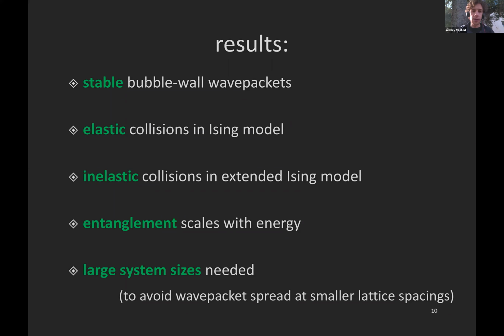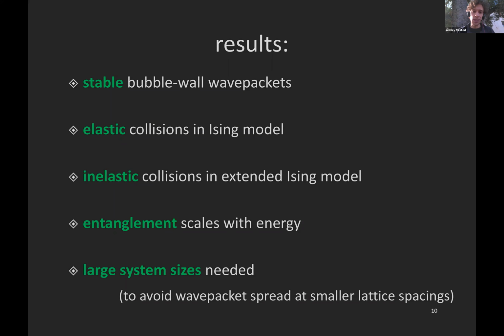We observe that in these collisions, we see elasticity in the transverse field Ising model with a small longitudinal field, which might be considered somewhat surprising just because technically the model is not integrable because of the small longitudinal field, but the field is small, so maybe you would expect it to be close to integrable. And indeed, we see only elastic collisions of these walls up to numerical precision.